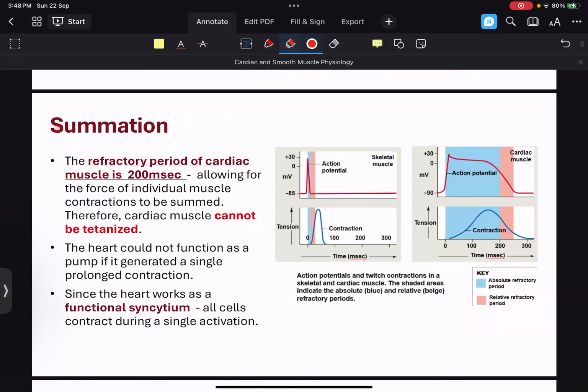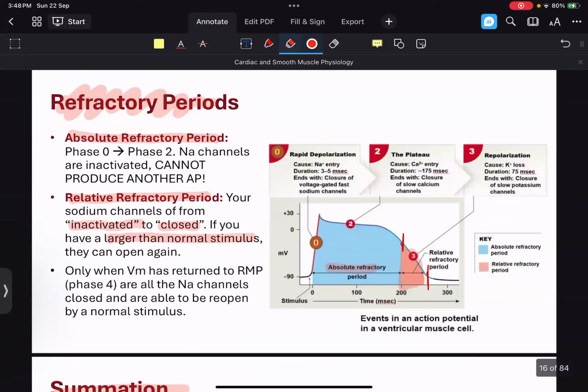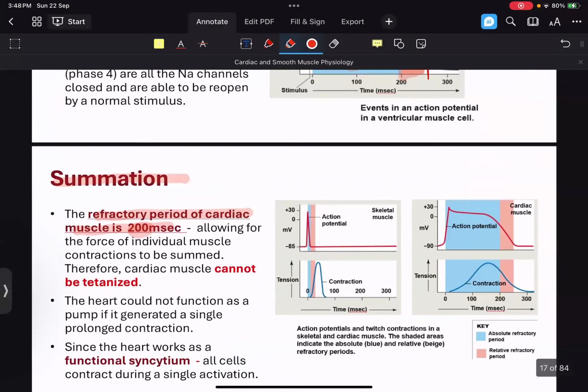Let's move on. In this slide, all he needs you to know is that the refractory period of the cardiac muscle is around 200 milliseconds. And as we said, in the absolute refractory period, you can never have an action potential. In the relative refractory period, you can, but you need a larger than normal stimulus.